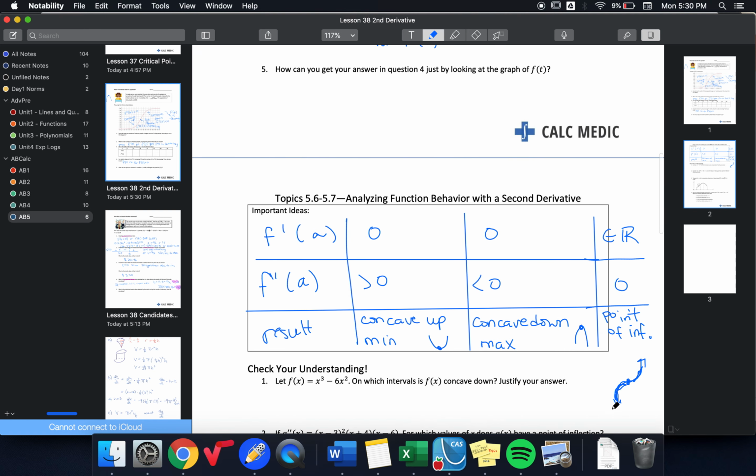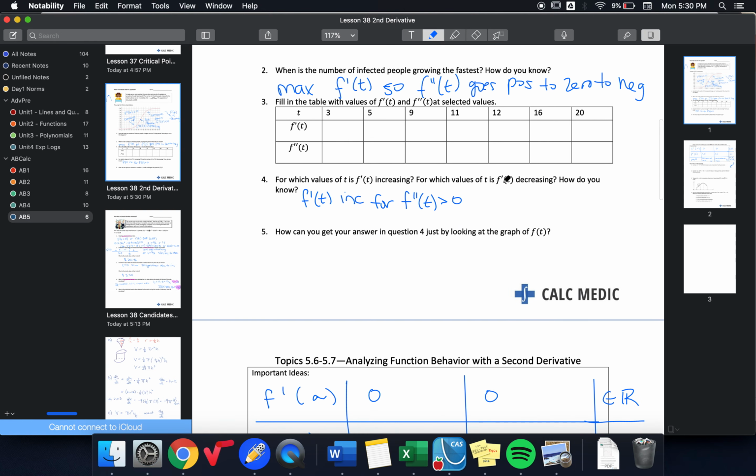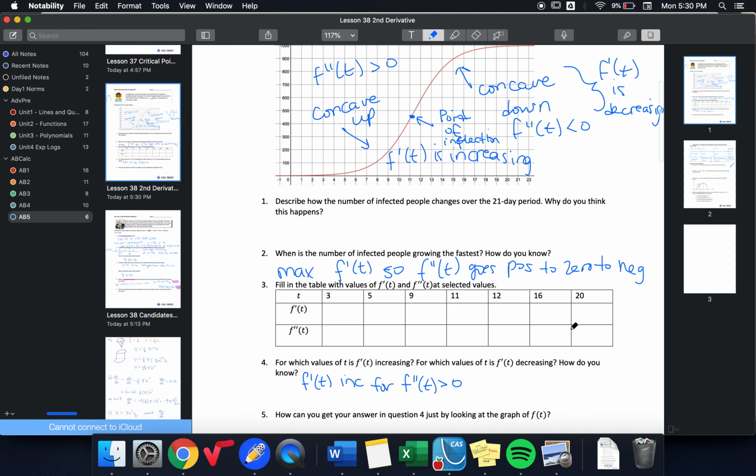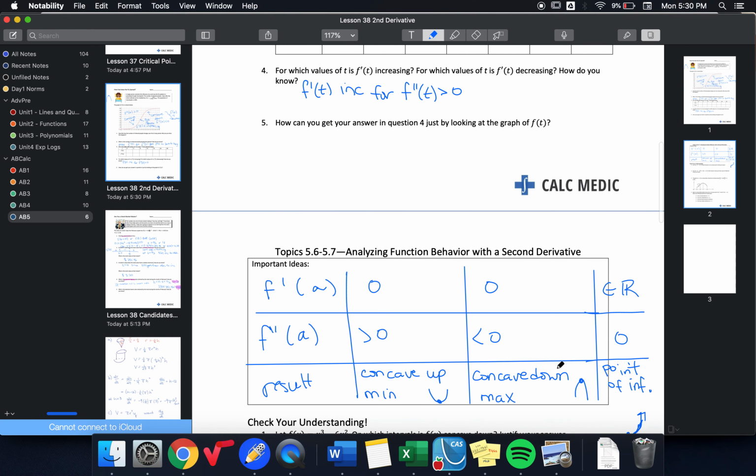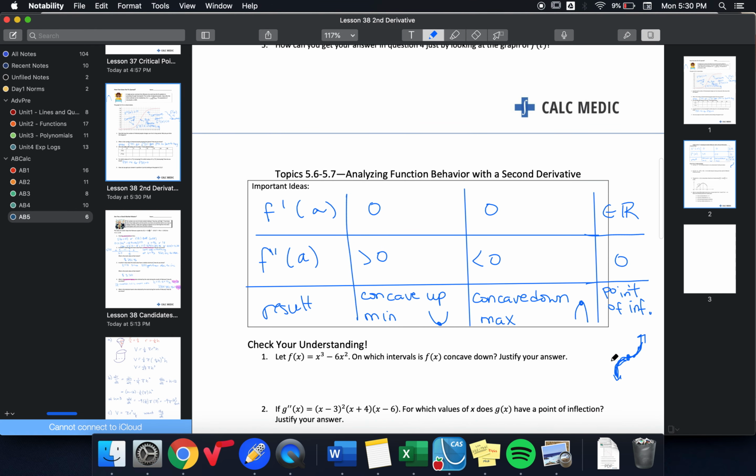I don't always have to start concave up, as we've seen. X cubed starts concave down. So to know what that is, I would need to make a sign chart for my second derivative to know that my second derivative went from negative to positive or positive to negative.